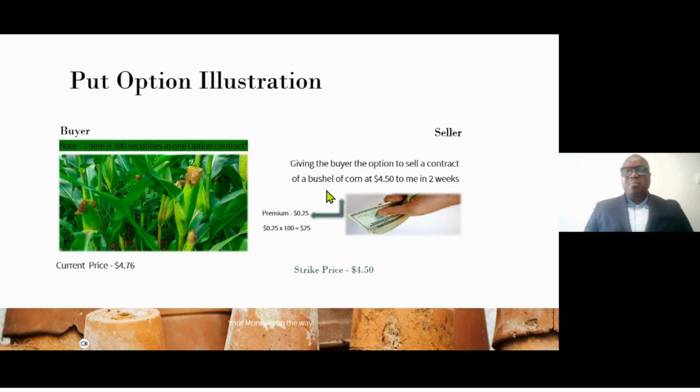So the buyer is going to buy the right to sell this bushel of corn to me at the price of $4.50, which is the strike price, in 2 weeks for the premium of 25 cents. And since you have 100 securities in one contract, that means 25 cents times 100 will be $25. That will be the premium that the buyer will pay to acquire this contract.